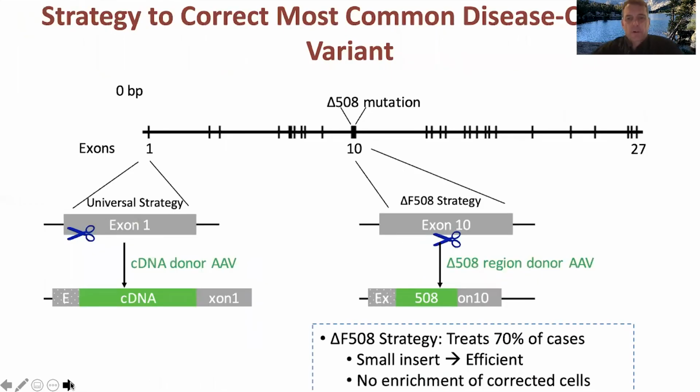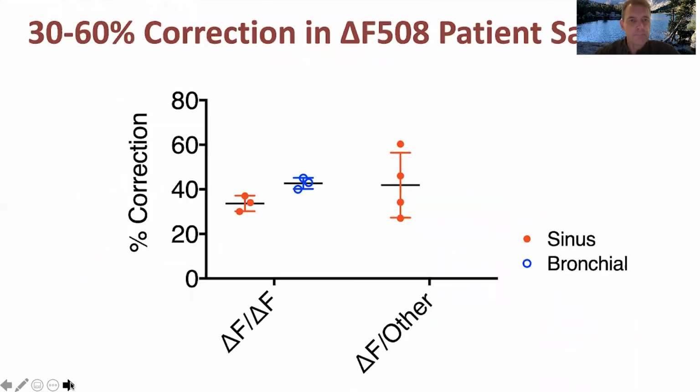So of course, as you're all aware, this is an interesting gene because most patients, 70% of patients, have a single mutation, a deletion of 3 nucleotides causing the delta F508. But of course, there are thousands of other mutations that also lead to this disease. So in the next few minutes, I will describe our work in both directly correcting the delta F508 mutation and then designing a more universal strategy.